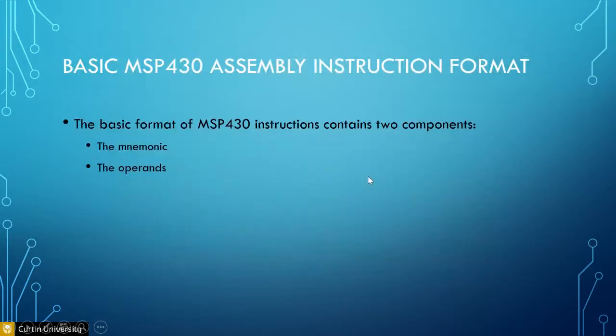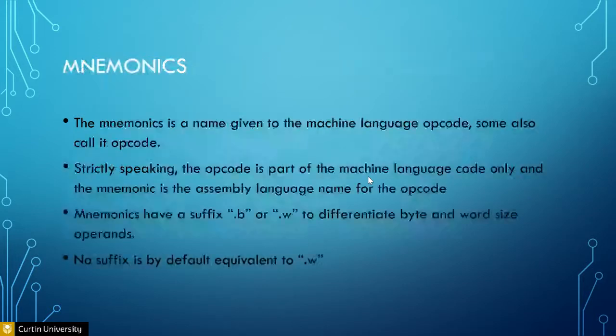All right. The basic format of an MSP430 instruction contains two important components. One is the function itself, and one is the operand itself. The mnemonic is basically the function itself. So when you say move R2, R3, the move is the mnemonic, and the operands are basically R2, R3.